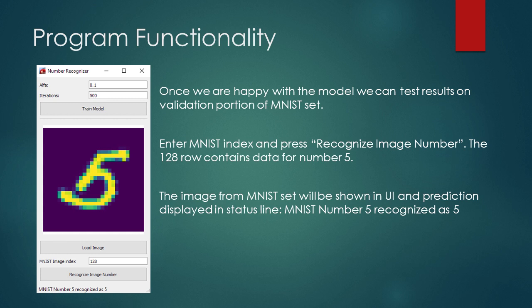Once we are happy with the model, we can test the results on the validation portion of the NIST set. Enter the MNIST index and press Recognize Image Number. The 128th row contains data for number 5. The image from the NIST set will be shown in the UI, and the prediction displayed in the status line: MNIST number 5 recognized as 5.